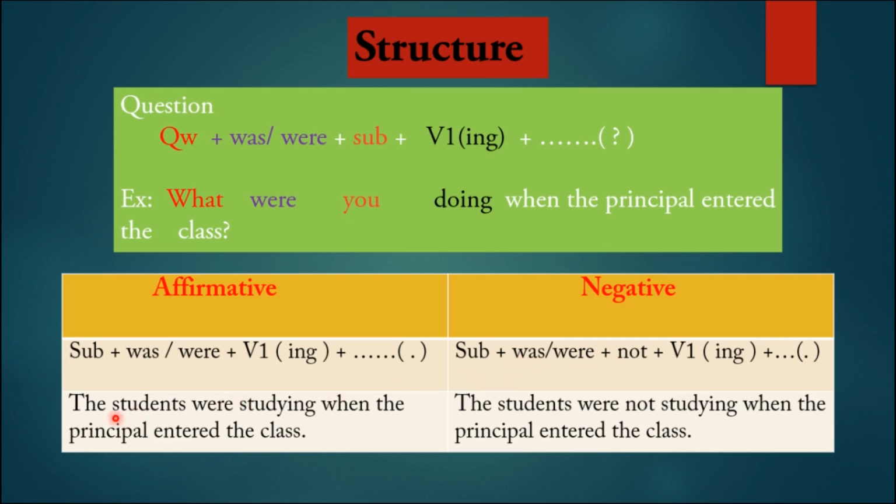Okay, good. The answer is: the students were studying. Here an action is going on. What is the action? Studying is the action. When were they studying? When the principal entered the class. At the time of the principal entering the class, what were they doing? They were studying. Look at the negative structure sentence: the students were not studying when the principal entered the class. So then they are doing some other work; some are fighting, some are writing, and that's good.